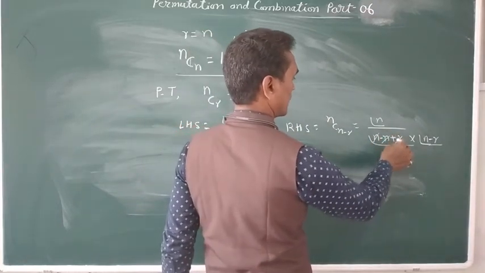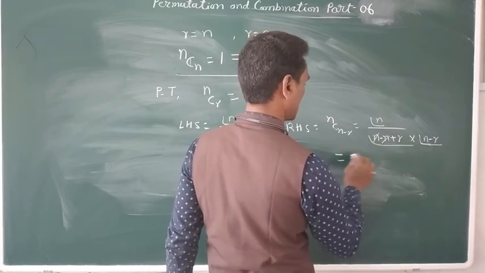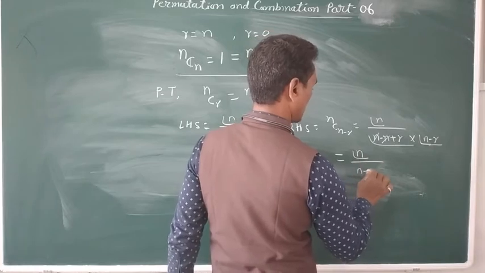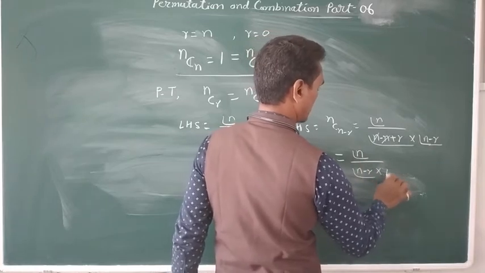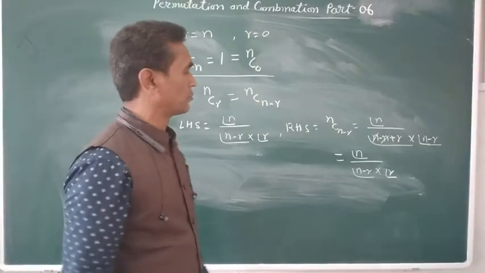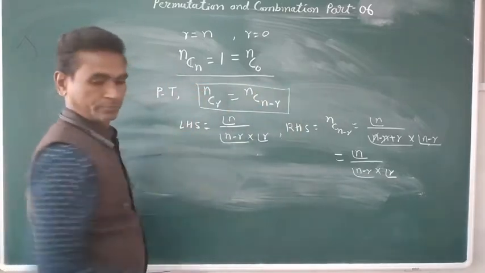This will cancel factorial n, this is factorial r, this is equal to n factorial over (n minus r) factorial into factorial r. So this is the left hand side and the right hand side, both are equal. We have proved this formula.